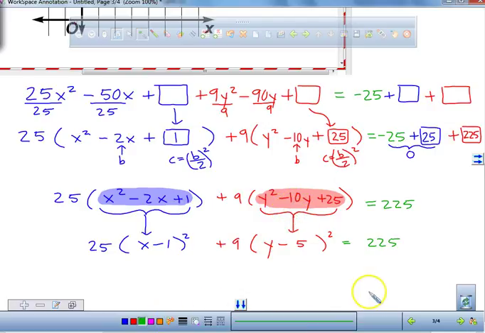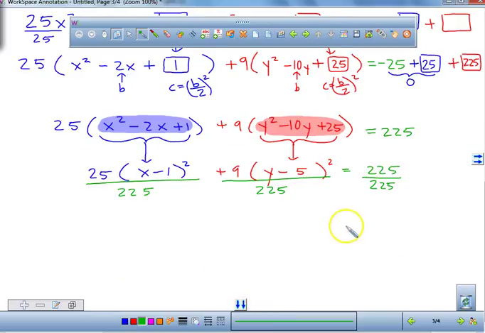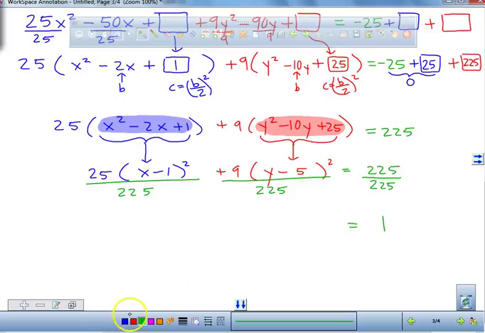Now, what's our final step on this problem? Divide everything that you see by 225. Divide everything that you see by a 225. When you do that, that becomes a 1. You have an x minus 1 squared. Now, how many times does 25 go into 225? 9. How many times does 9 go into 225?